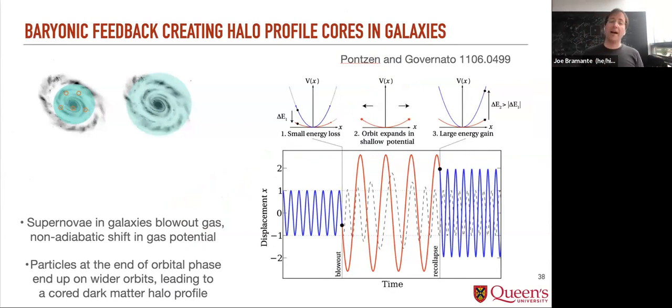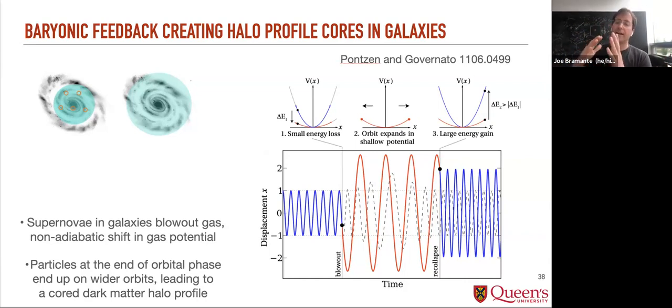But before I talk about that, I'm going to pause and talk about, in general, how supernovae affect galactic structure, and what's sometimes called baryonic feedback. Although baryonic feedback is a broader term, this would be a supernova-specific baryonic feedback. And the idea goes back to Pontzen and Governato in like 2011. And famously, this is one way you can get a coring of your dark matter density inside the centers of galaxies.